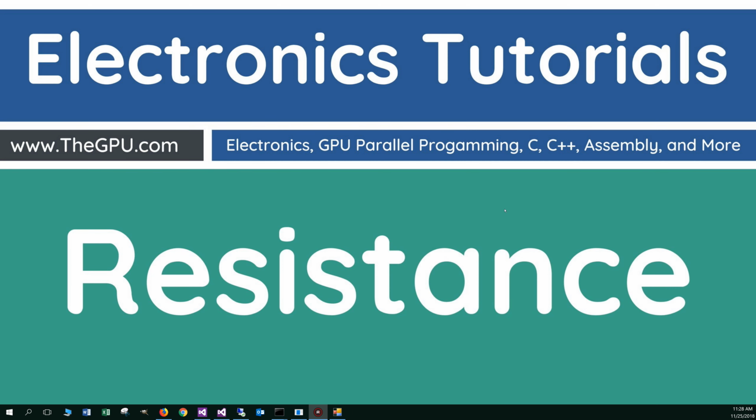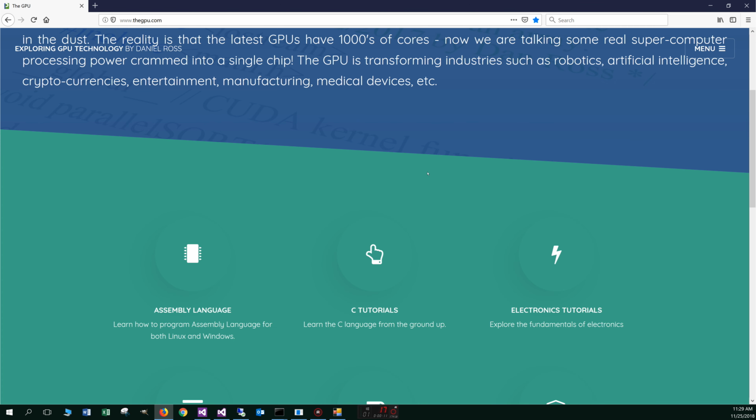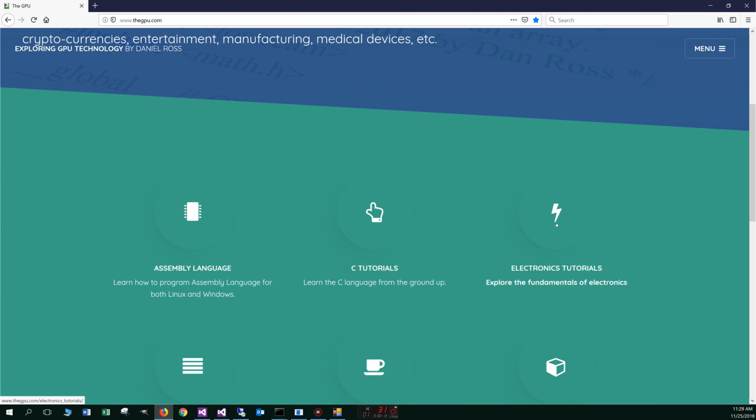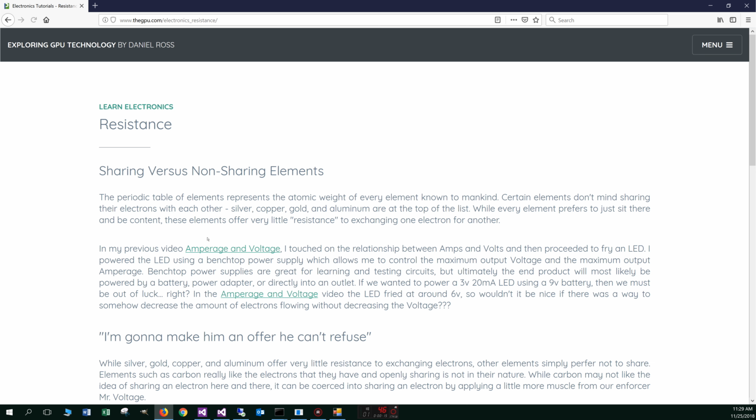Hello everyone, I'm Dan. In this tutorial I'm going to talk about resistance. So let's get started by opening up our web browser to my website, thegpu.com. I'm going to scroll down here to the electronics tutorials and select the third option here, resistance.